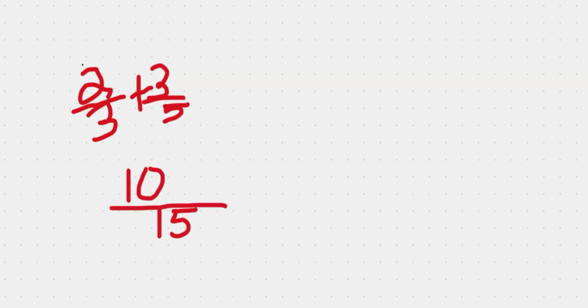10 plus, 5 goes in 15 3 times. 3 times 3 is 9. 19 over 15. So the answer is 19 over 15.